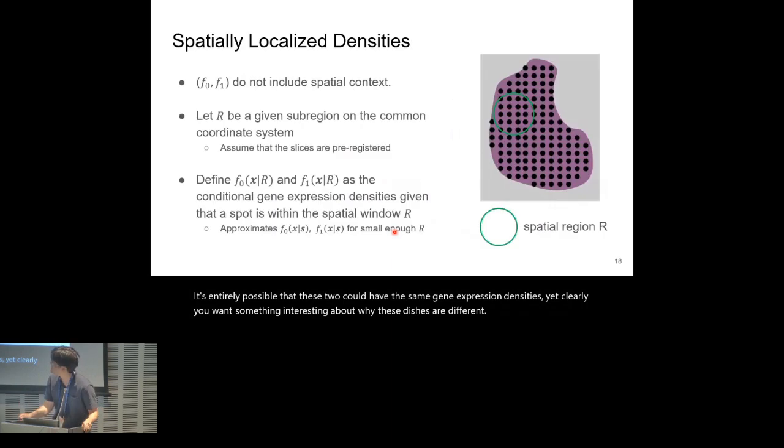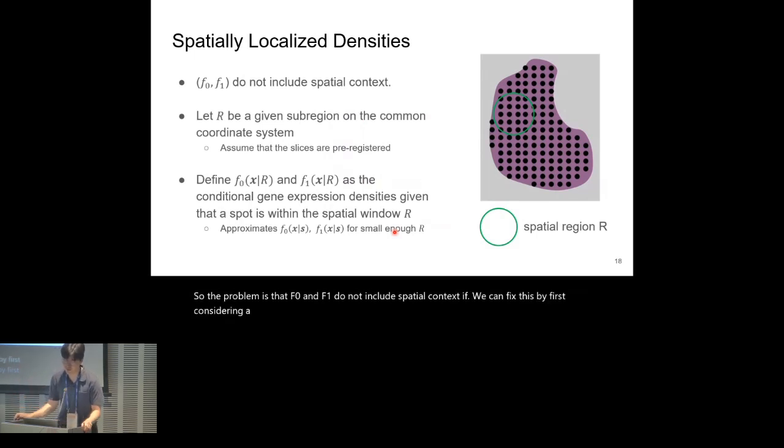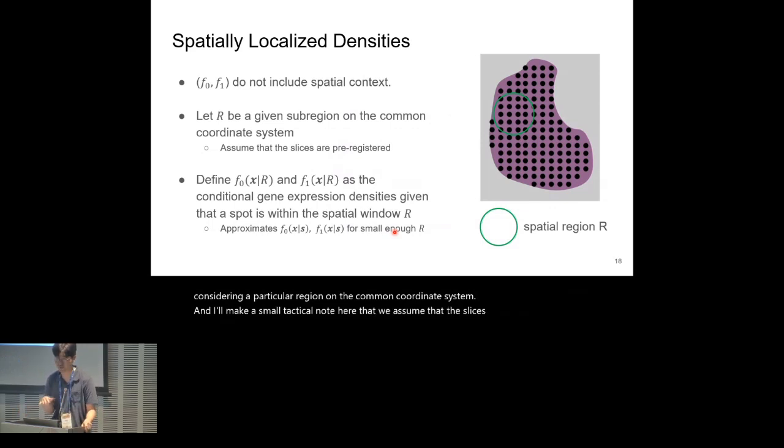So the problem is that S0 and F1 do not include spatial context. But we can fix this by first considering a particular region on the common coordinate system. And I'll make a small technical note here that we assume that the slices are already aligned or pre-registered before they're given to us. A number of tools have already been designed to accomplish this pre-processing step.